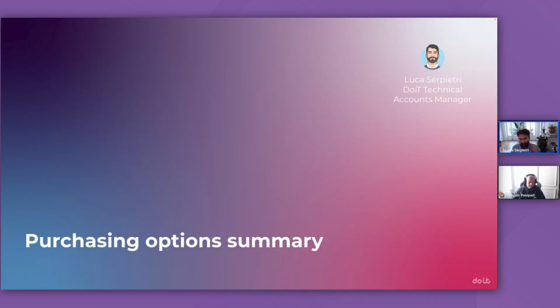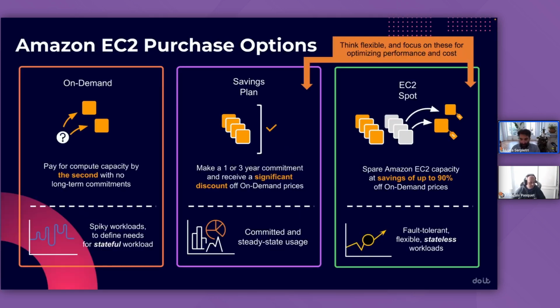And so let's now dive a bit deeper into the purchasing options that we have on AWS. As we have already identified, you can purchase your instances on demand, a simple purchasing option. We can commit through savings plans. And also we can leverage spot instances.